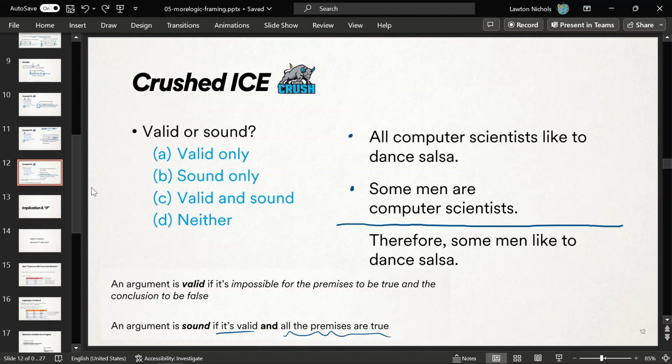What do you guys think? So I think it's neither because it doesn't connect very well. But we have to pay attention, because it says all computer scientists like to dance salsa. You have to be careful of keywords. And it says some men are computer scientists, and some men like to dance. Okay, so you have to see, right.